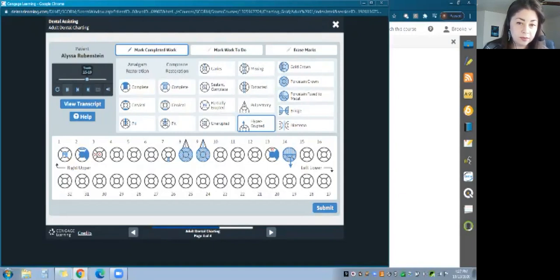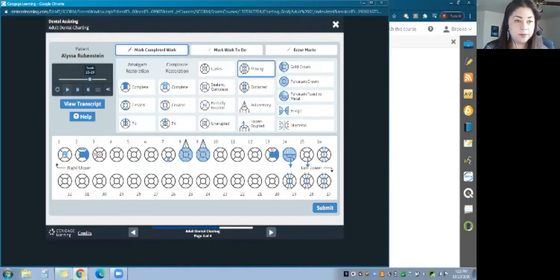Number 15 is hypererupted according to the x-rays. Numbers 16 through 19 are missing. Okay, so I marked hypererupted. Numbers 16 through 19 are missing. So we're going to select missing because we already marked completed, so they're missing. 16, 17, 18, 19. They're all missing.